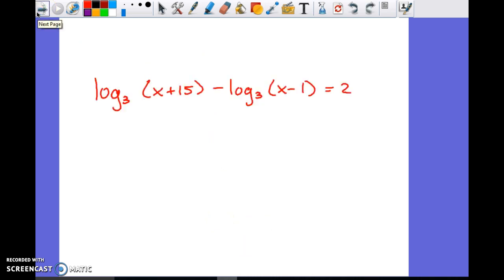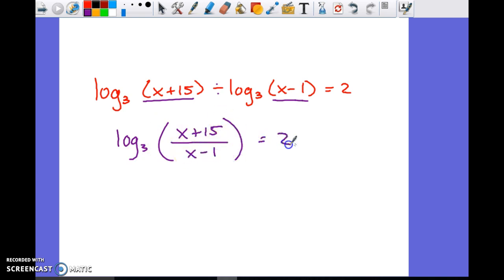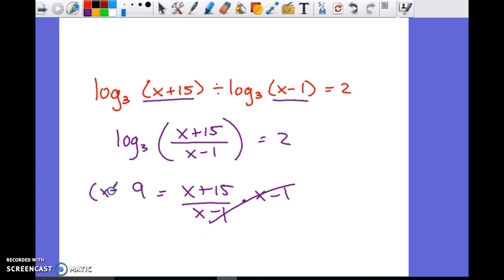All right, so this is getting into something a little bit more complicated because now it's incorporating our condensing stuff. Because when I have subtraction, I'm going to turn it into division. So I'm going to change this into log base 3 of 15 over x minus 1. Now I can rewrite it. 3 to the second, which is 9, equals this. So then I'm going to multiply both sides by x minus 1 to make that go away. Distribute on the left, 9 times x minus 1.